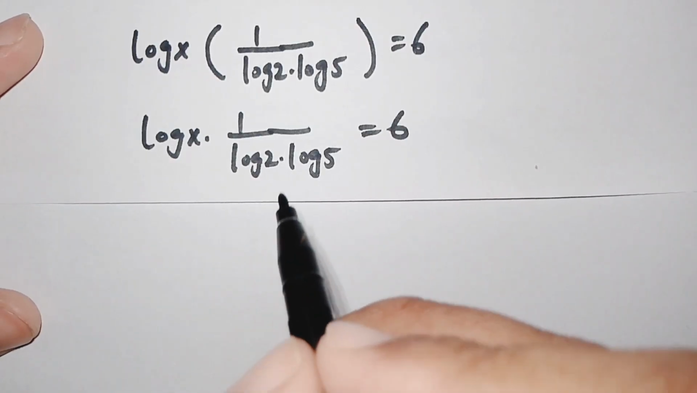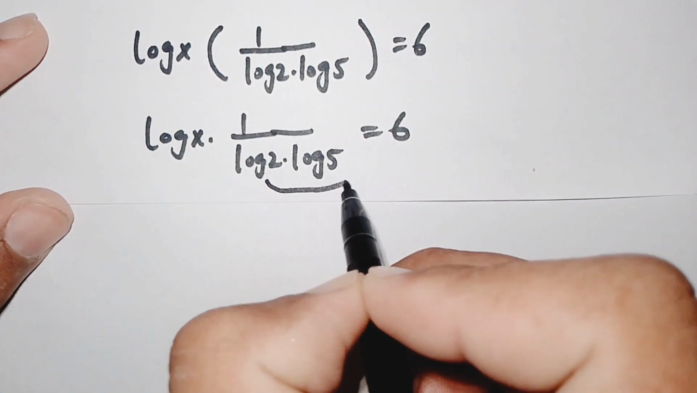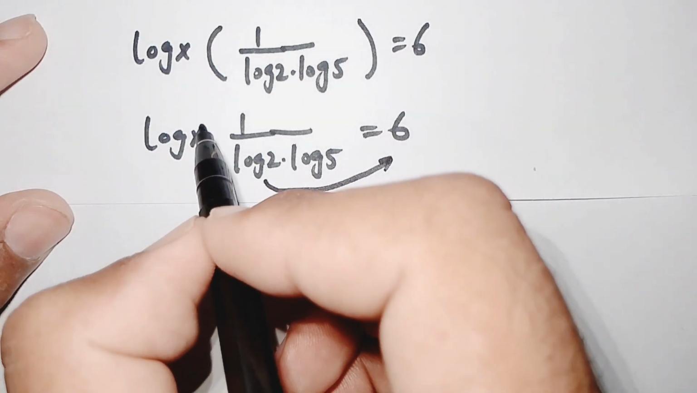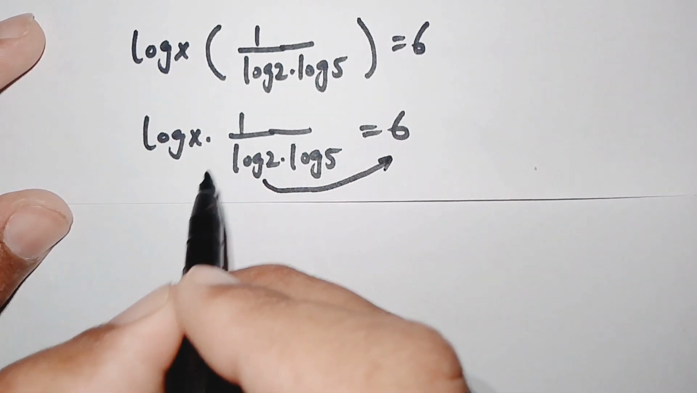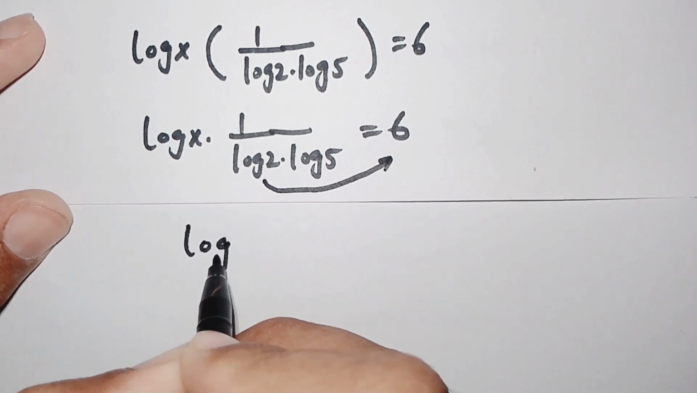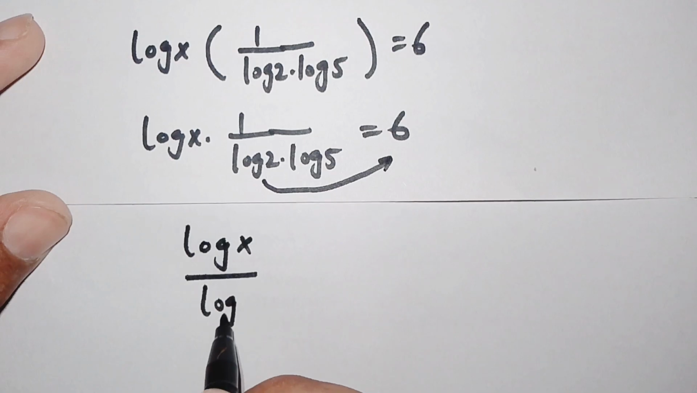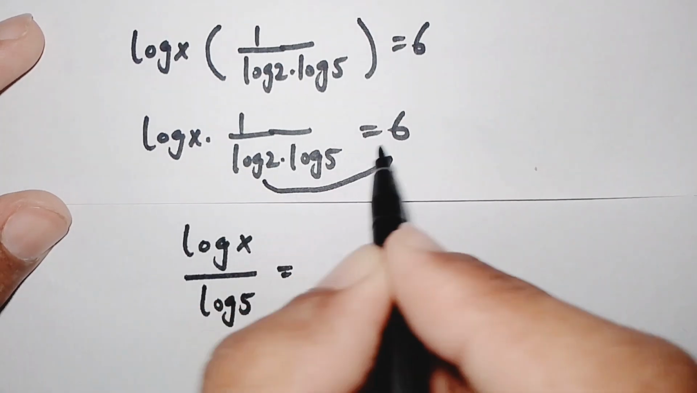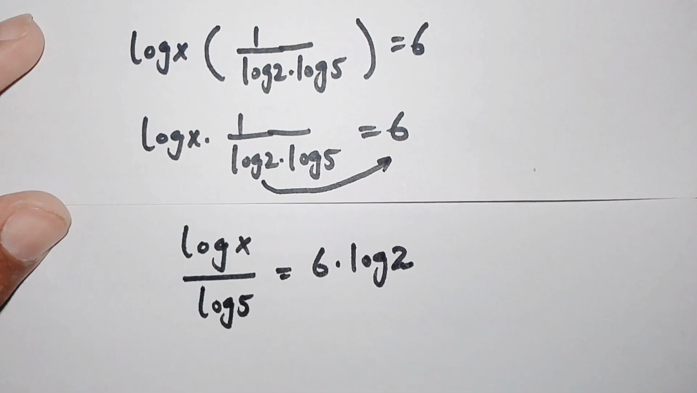Now to solve this, we have to move this log of 2 over, and also multiply log of x with 1. So this will become log of x times 1, which is equal to log of x, divided by log of 5, which is equal to 6 times log of 2.